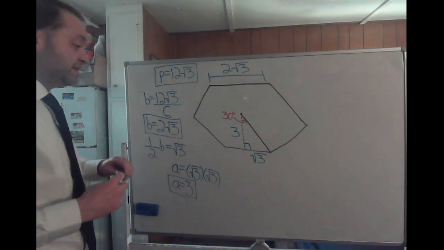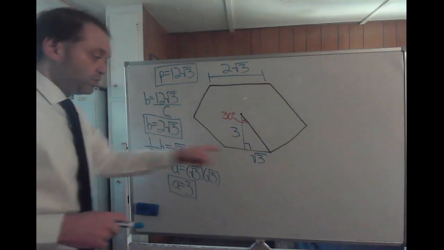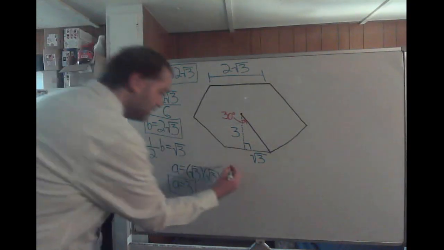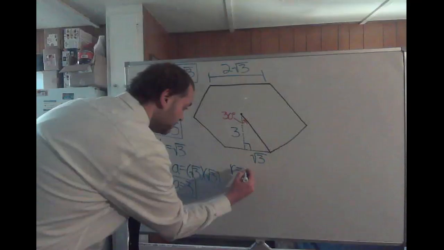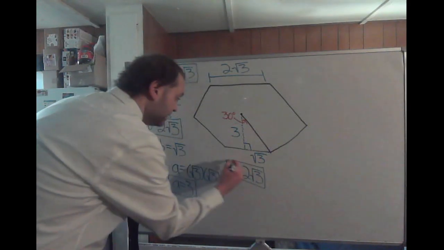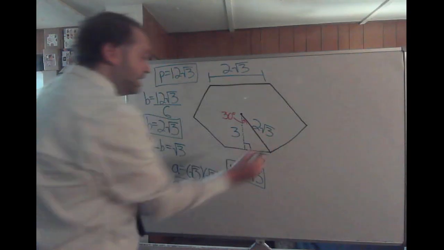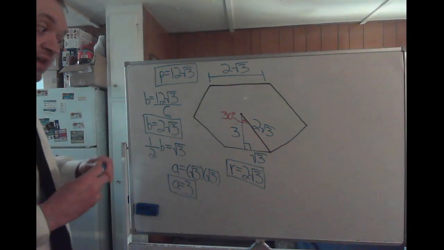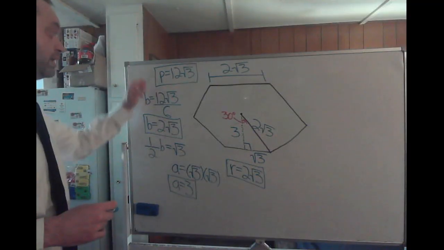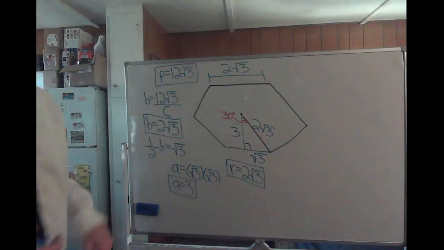So there, we found the length of the apothem. Now we just need to find the length of the radius. The radius, of course, is twice the length of the shorter leg, so the radius would equal 2 times the square root of 3. So we found the radius, which was missing information. Now we're good to go to find the area. We already got the apothem, we got the perimeter. Now we can find the area.